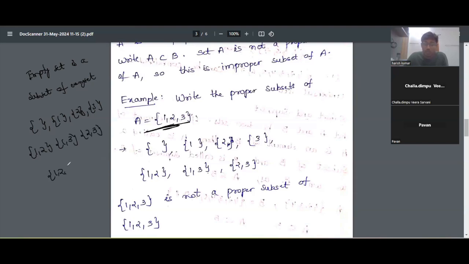What about {1, 2, 3}? It will be a subset, but will it be a proper subset? No, sir, it is an improper subset, because the set containing 1, 2, 3 is equal to itself, right? So obviously this can't be a proper subset. Only these are the proper subsets.